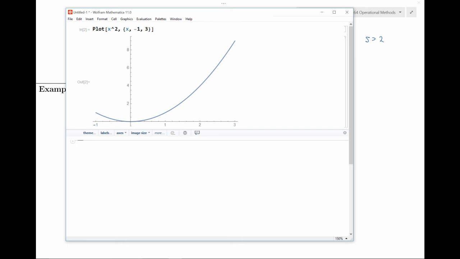I can actually change the variable to be anything I want. So I can just say plot g squared, where g goes from -1 to 3. And that doesn't change the plot at all. So we just told Mathematica that g is the variable, g goes from -1 to 3, and we need a plot of g squared.